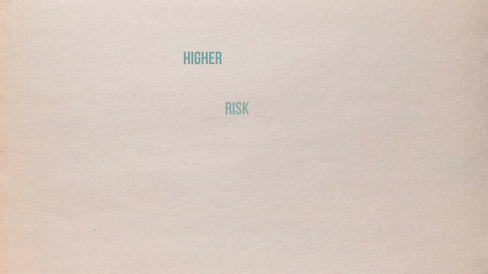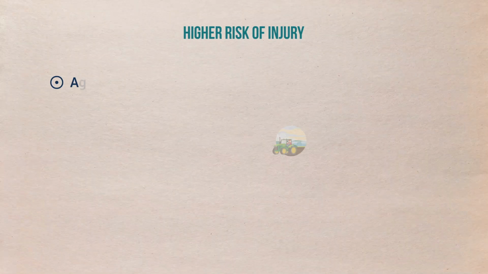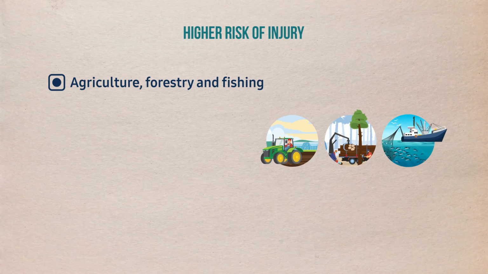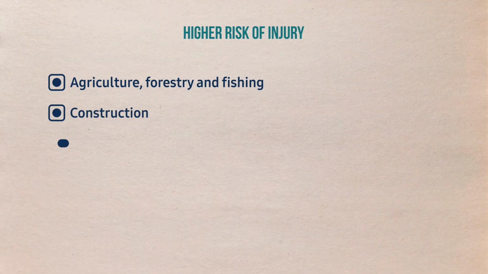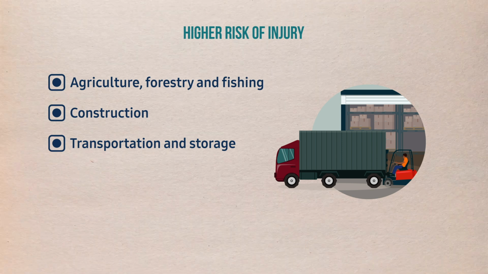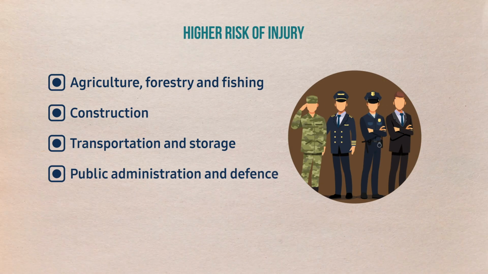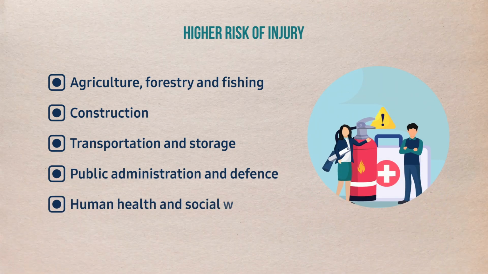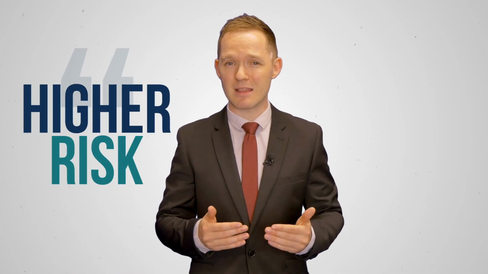We'll now take a look at some high-risk industries that account for the majority of manual handling injuries. Some industries are at higher risk of injury, such as agriculture, forestry and fishing, construction, transportation and storage, public administration and defence, human health and social work activities. Please note that while the industries mentioned are considered higher risk, it doesn't mean that because you are in a different industry that you are not at risk.